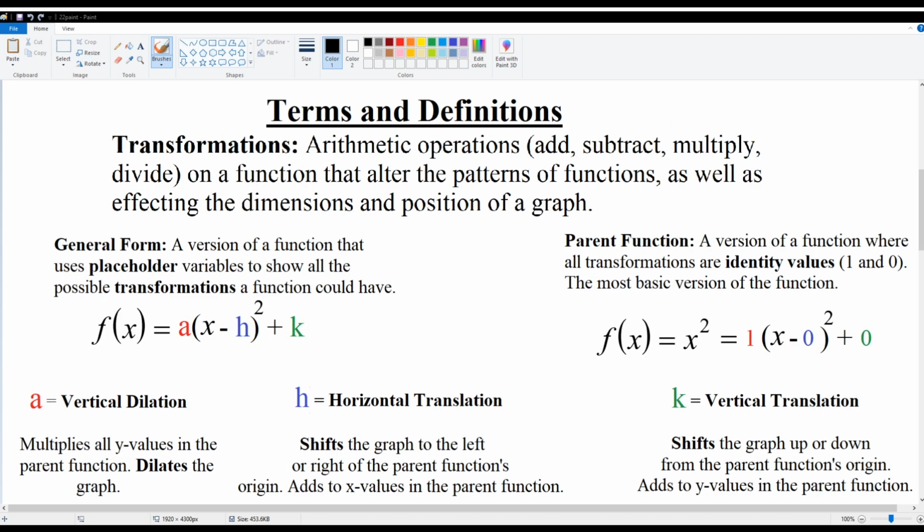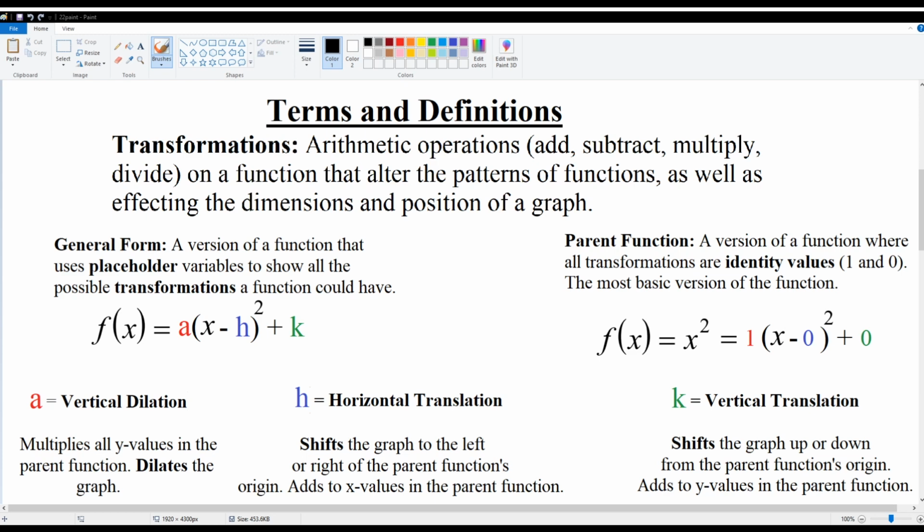So what exactly are transformations? For our purpose, transformations are arithmetic operations like adding, subtracting, multiplying, and dividing that are put on a function that alter the patterns as well as affecting the dimensions and positions of a graph. In algebra, the graphs that we study are different from each other because they all use different special algebraic operators. These include exponents, an exponential base, logarithms, and trig expressions. There are other things that can constitute a function, but that's mostly what we look at this level.